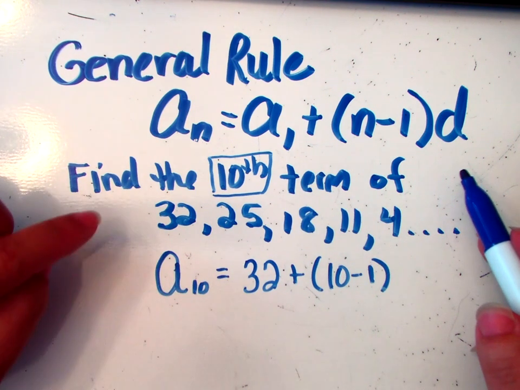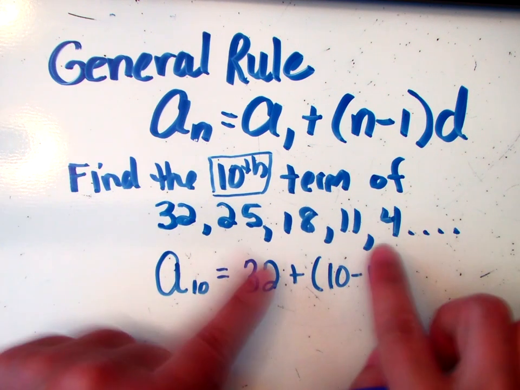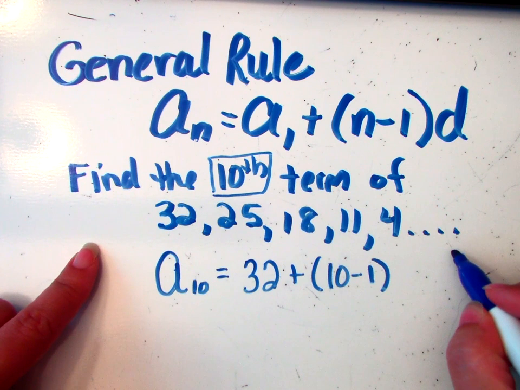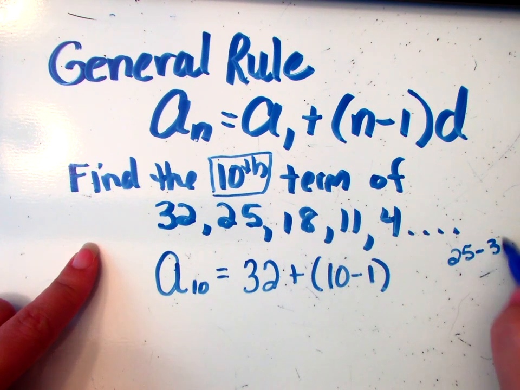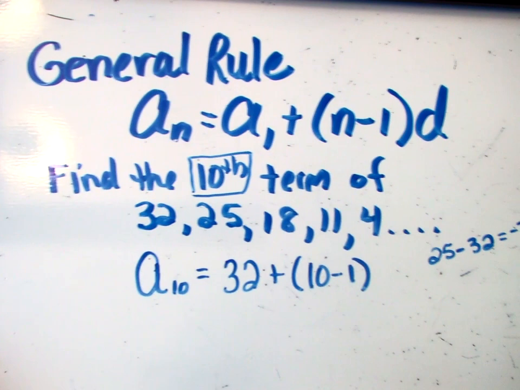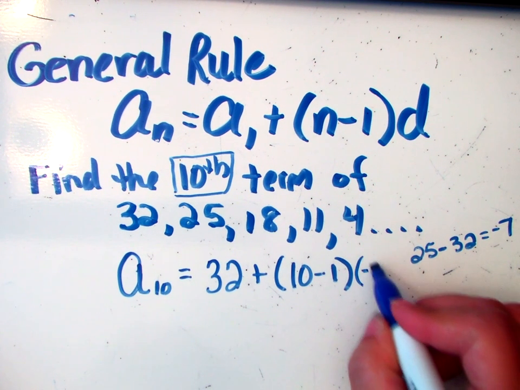So they've already told me that this already is arithmetic. So I could take any of these and subtract the previous term. So to find my difference, I'm just going to do 25 minus the 32. And we get -7. Okay, so this is going to be multiplied by -7.